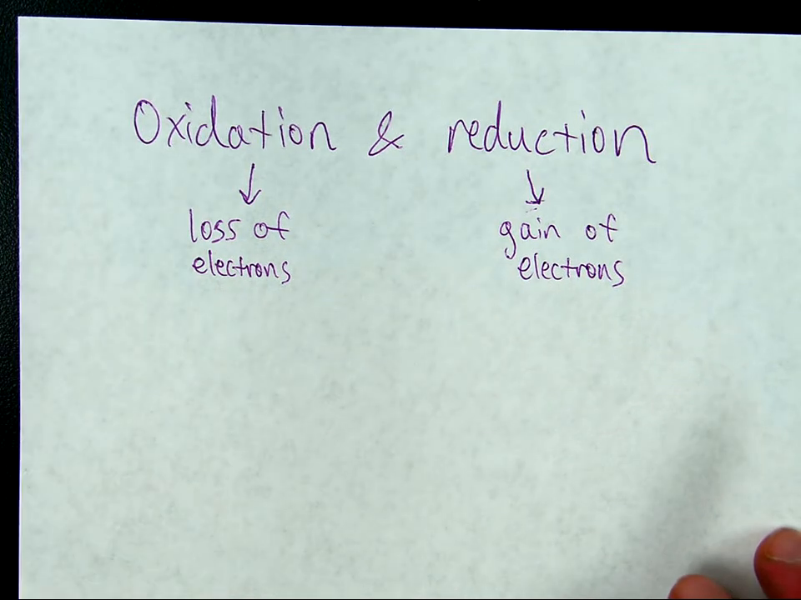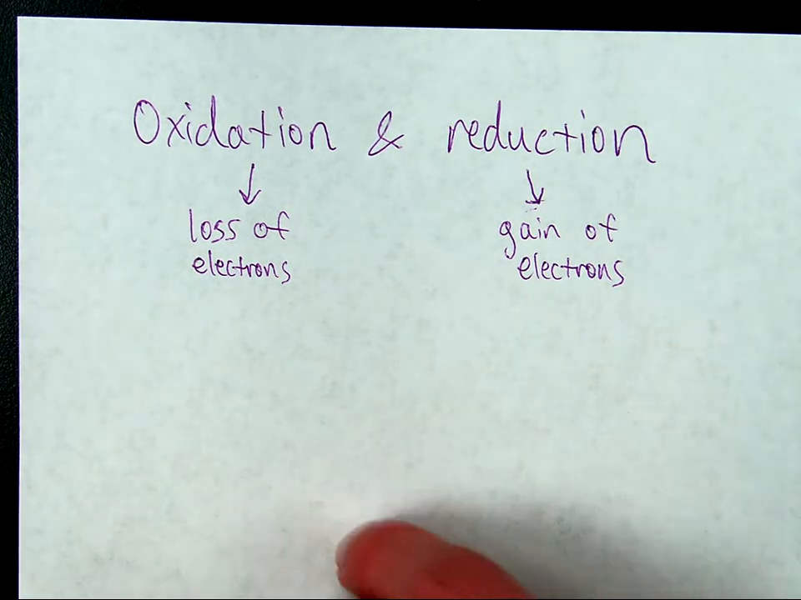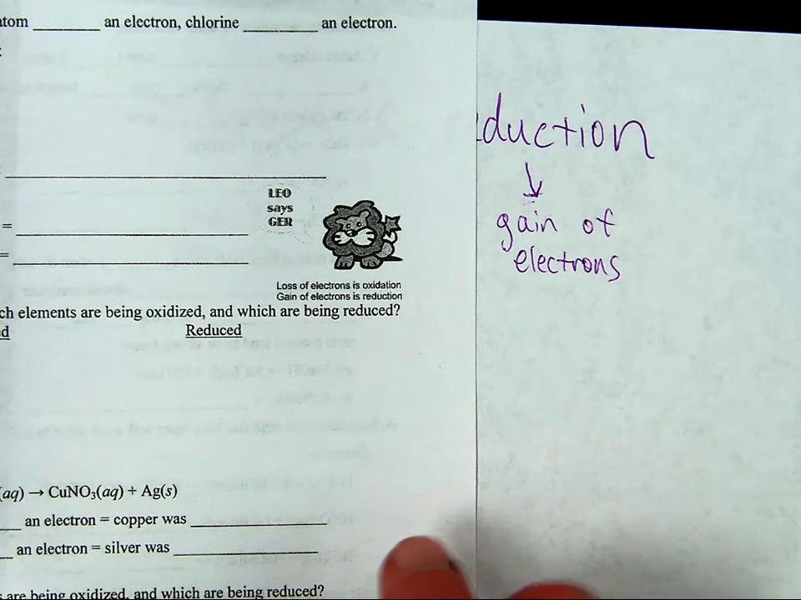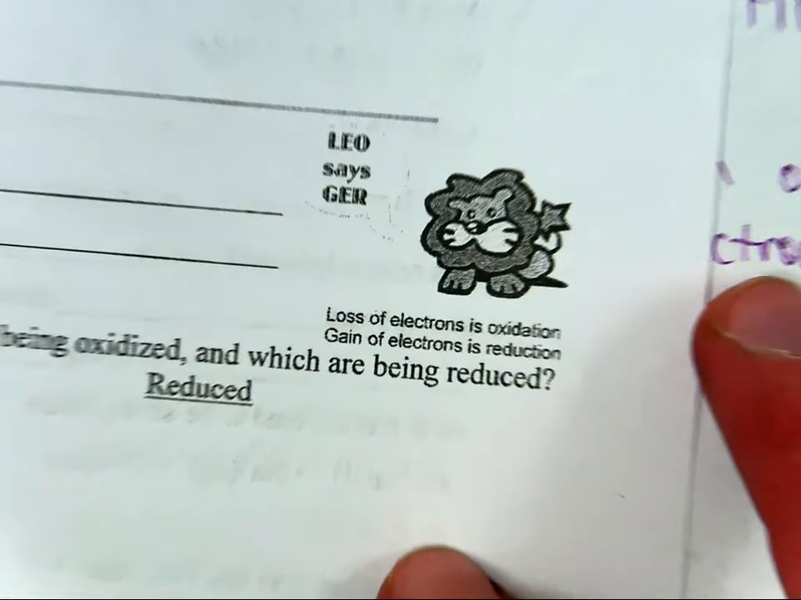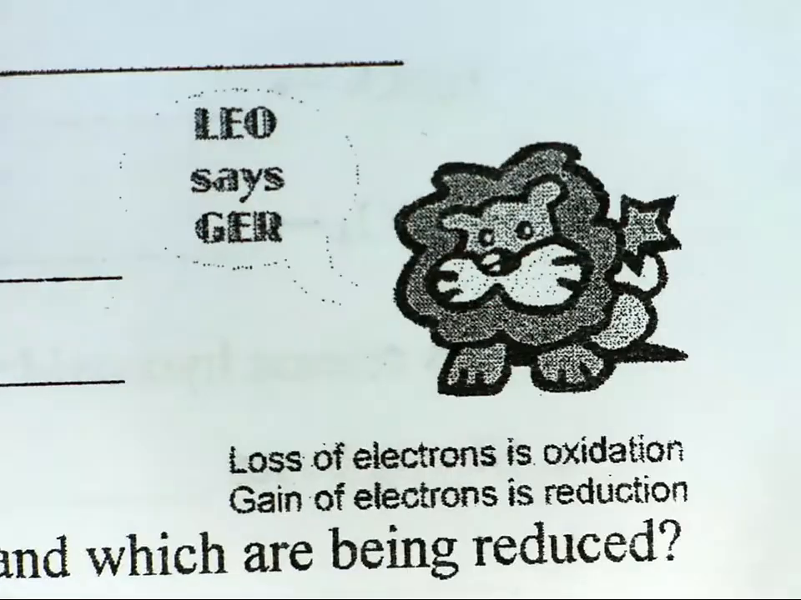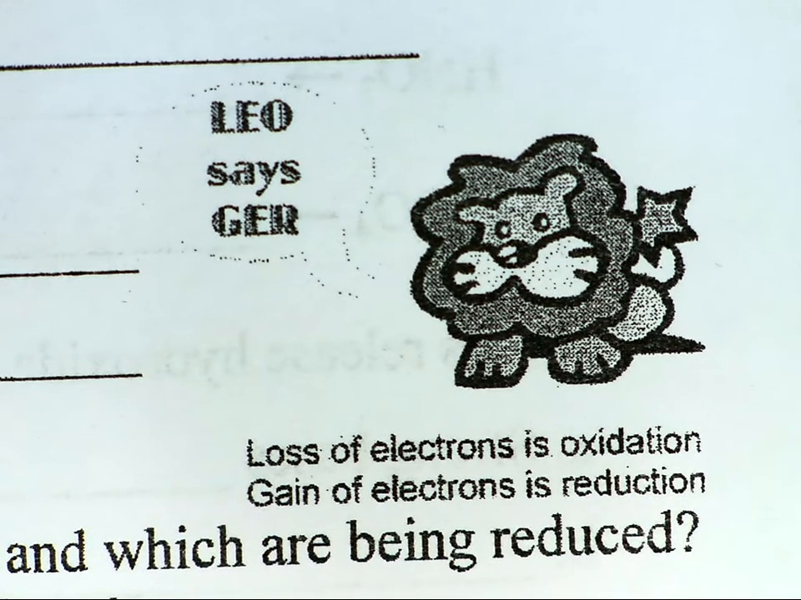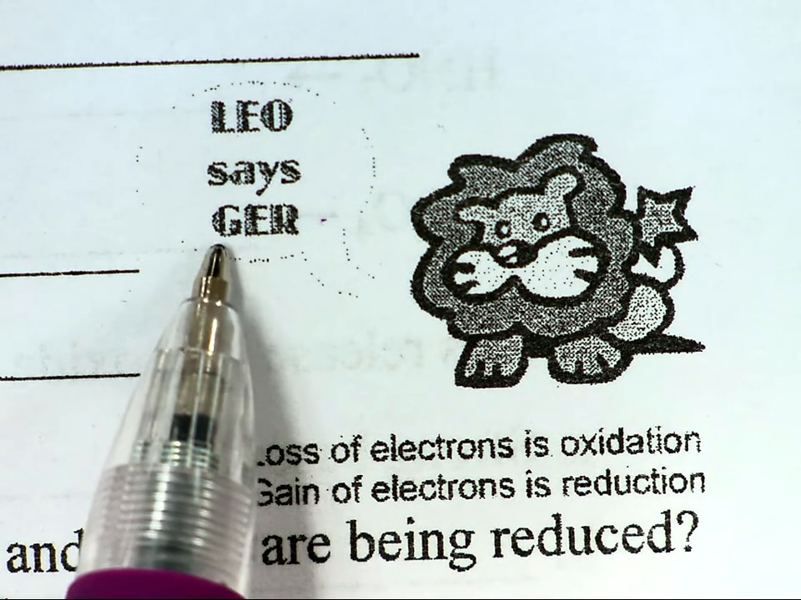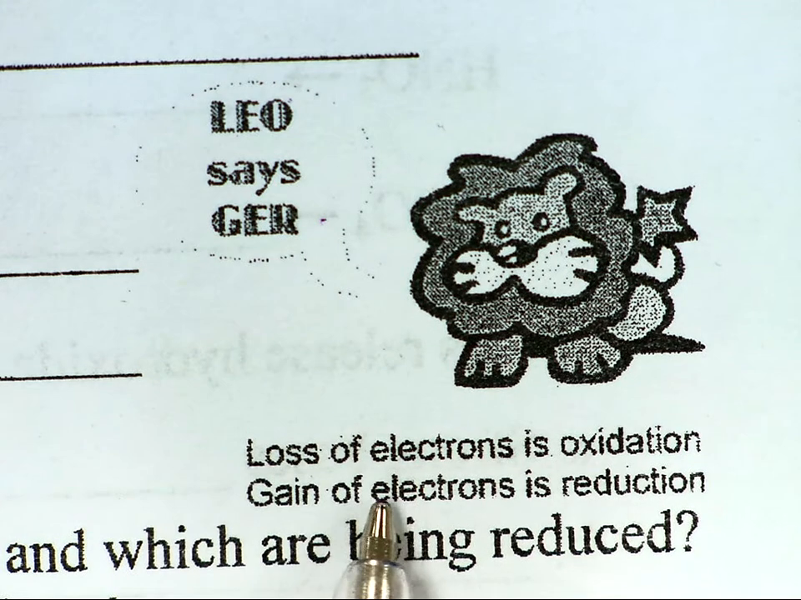So to help people remember that, I gave you guys a note handout some time ago, which, here you go, had this cute little picture on it. It's a nice little way to remember what oxidation and reduction means. Leo says grr, where LEO means loss of electrons is oxidation, and GER means gain of electrons is reduction. So there's a little explanation right down there. Maybe that'll help you.